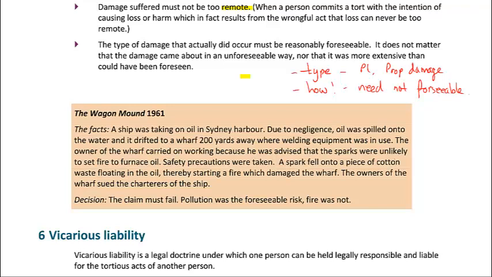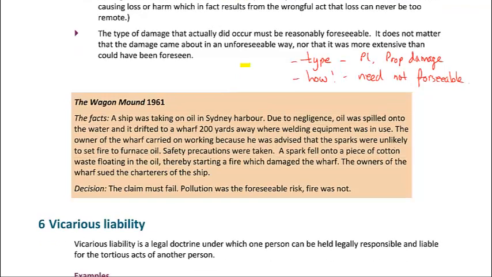But then you have to remember that in this case, the owners of the wharf were bringing the case. Now, if the owners of the wharf had shown that fire was a foreseeable risk, then they shouldn't have been welding, and therefore they would have been contributory liable. So it was a difficult case for them to try to win.